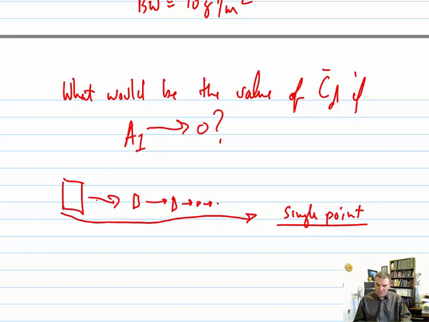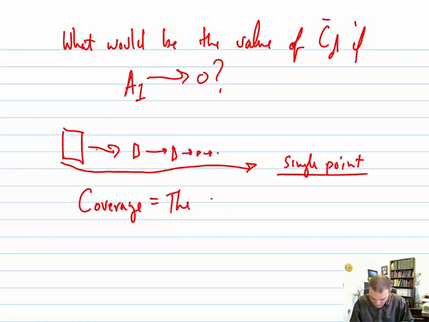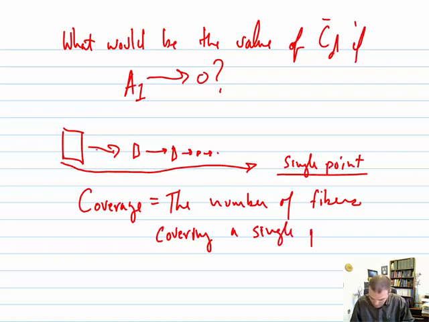Well, we could try to do it analytically with this fiber center density and try to determine on average how many fibers might fall into that area. But there's another way that we can be clever about this, and it's pretty straightforward. When we talk about the center density for a single point, we call it something else: the coverage. And the coverage equals the number of fibers covering a single point.